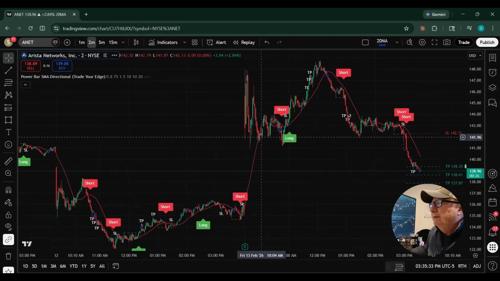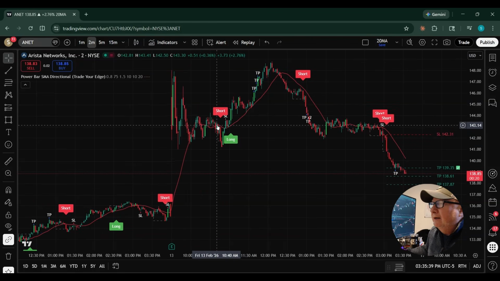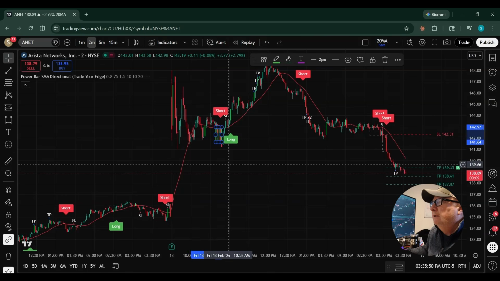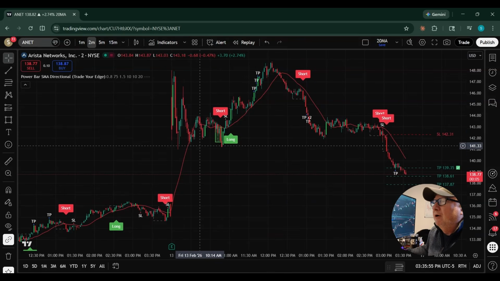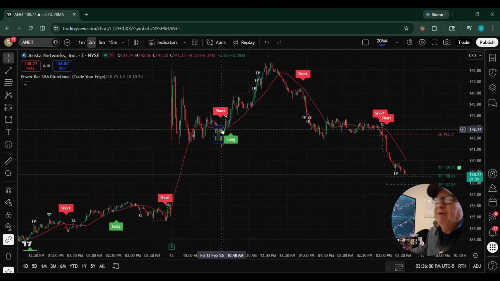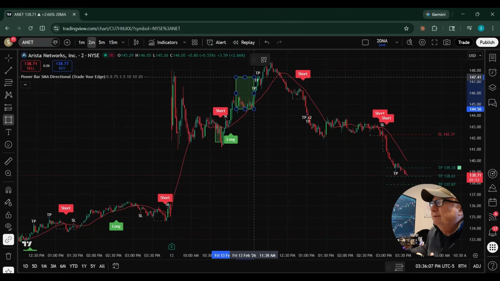A short, that was, again, this size of a loss. And then look at the long. So that's the loss, that size. Because you enter on the power bar as it's ending with the stop at the top of the power bar on a short. And then this is the take profit size.